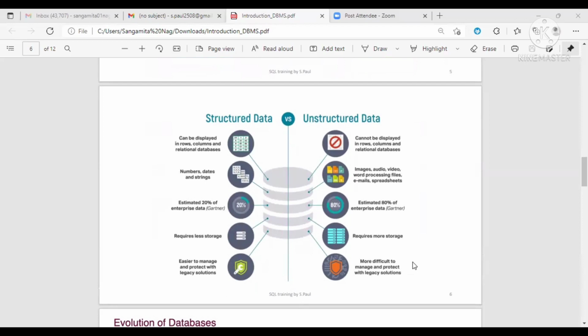No. Okay. So in this particular slide, I have listed some differences between structured data and unstructured data. As you can see, the first point is structured data can be displayed in rows, columns, and relational databases. Like we discussed, we store it in rows and column format, and we use RDBMS to store the data. And you can see here, it's a table format. You can see a small table here, right?